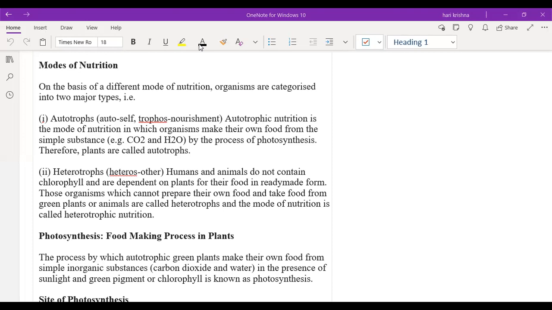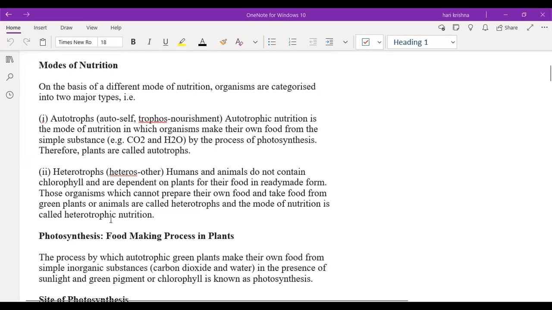So autotrophs and then heterotrophs. Some plants will prepare food on their own. Only a few plants depend on other plants, like Cuscuta, with parasitic nutrition or decomposition and so on.